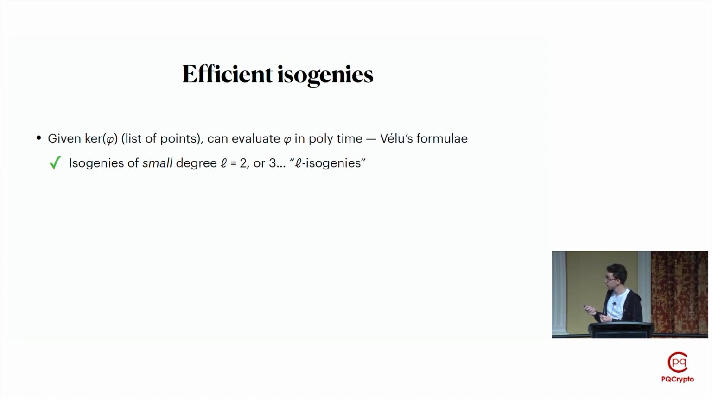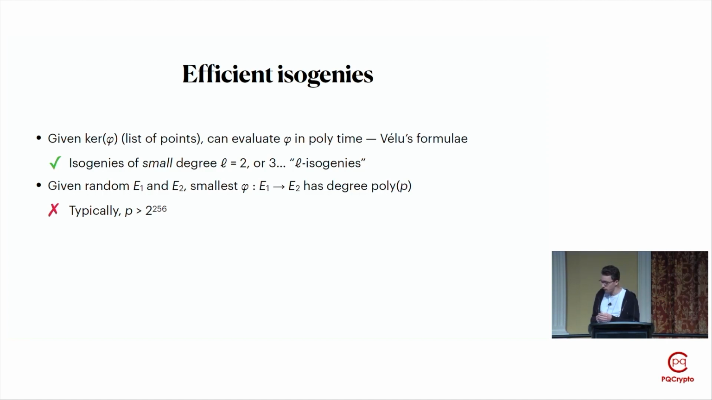As you can imagine, it's not going to work so well for isogenies of large degree, because the degree is the size of the kernel, so the size of this list. So you want to use this method to represent isogenies of degree 2, maybe, or degree 3. Is that already enough? Well, the problem is that there are very few small degree isogenies.